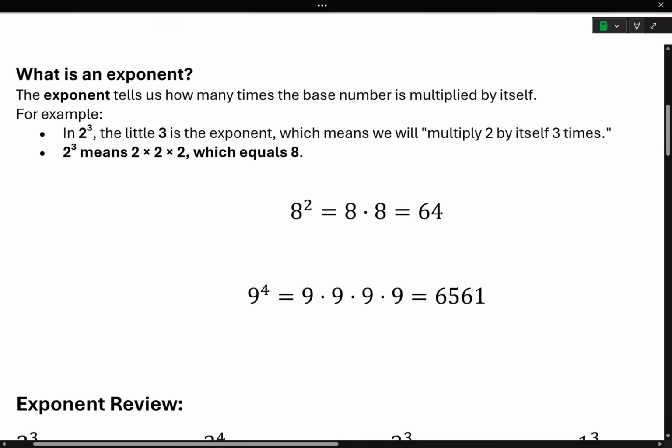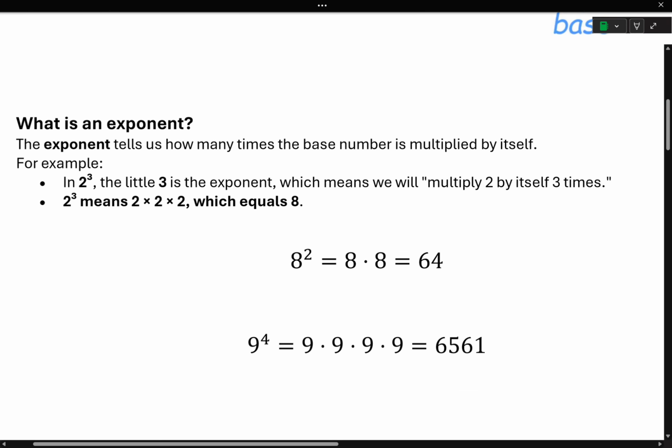The exponent is the number that tells us how many times we multiply the base number by itself. How many times we multiply the base, B, big number, by itself. So 2 to the power of 3 means we multiply 2 by its own self 3 times. So 2 times 2 times 2 is 8.